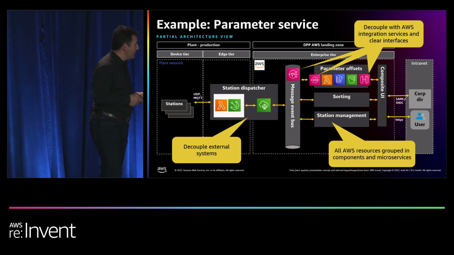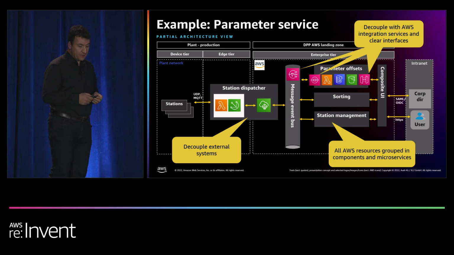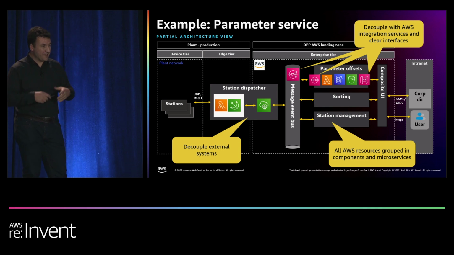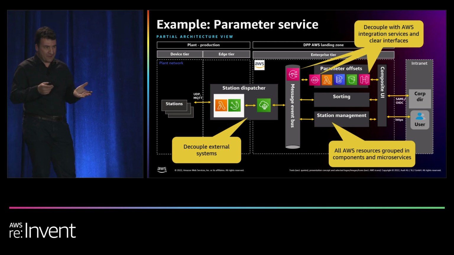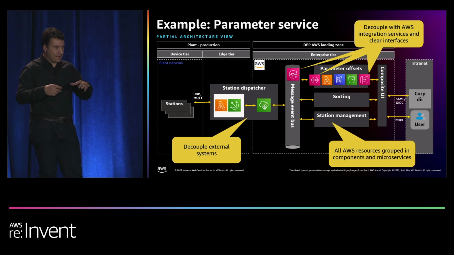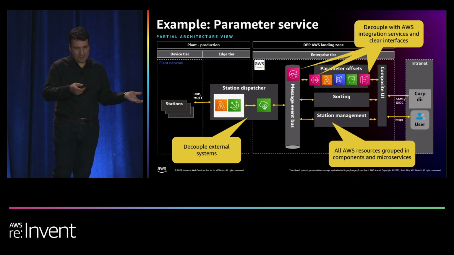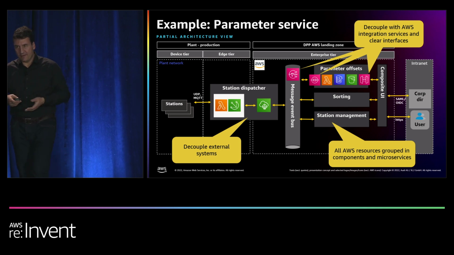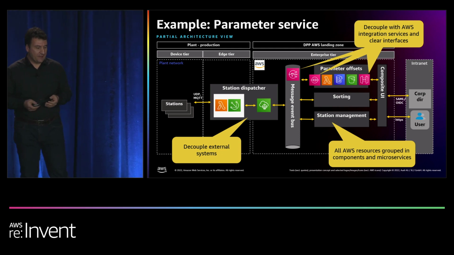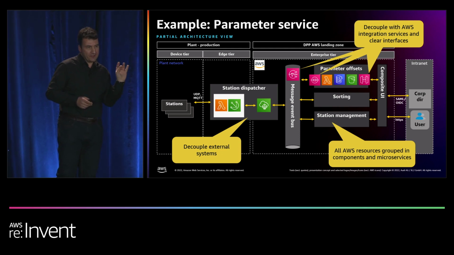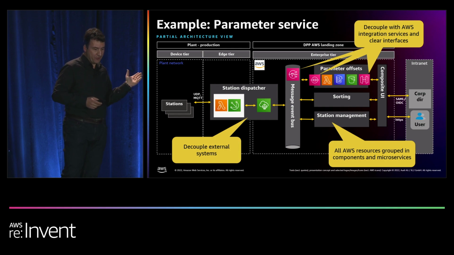And the dependency to the shop floor is also decoupled with a component here, the station dispatcher. The station dispatcher just has the task to encapsulate the protocol that it speaks with the stations, which could be UDP or MQTT or OPC UA or anything else. So there's not much business logic in it. It just decouples the communication protocol.